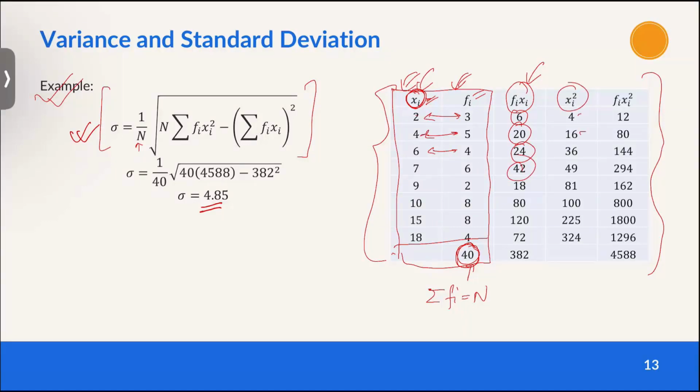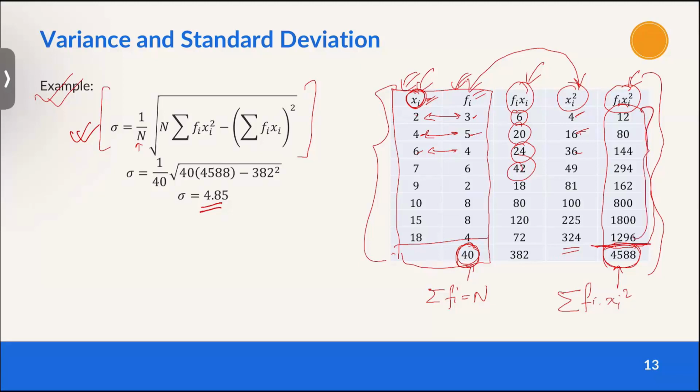So 2 squared is 4, 4 squared is 16, 6 squared is 36, and so on. We'll calculate this squared. Now we'll multiply fi and xi squared, so we'll get this column, fi times xi squared. So 3 into 4 is 12, 5 into 16 is 80, and so on. We'll calculate this, and this is the summation of fi times xi squared. When we get these values, we add them up and we'll get 4588.